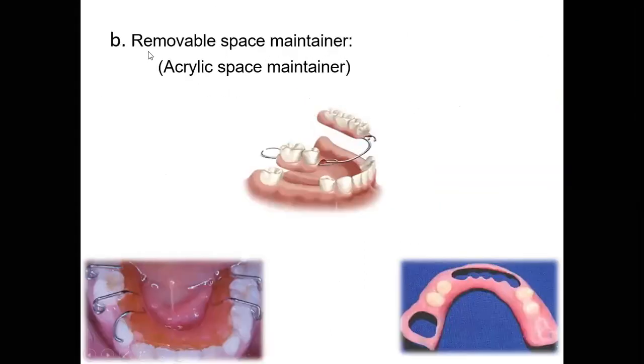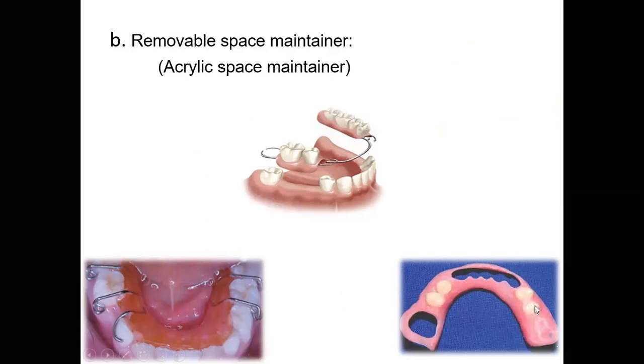Now, removable type according to Heinrich is an acrylic space maintainer. Can you see here a space maintainer is given? This is the empty space. A space maintainer is given with some of the teeth embedded in the acrylic, and they will be helping the normal function as well as maintaining the space. Here is another example of a removable space maintainer. Can you see here there is no tooth, and the space maintainer is given in this particular case, and that is attached by means of a clasp.